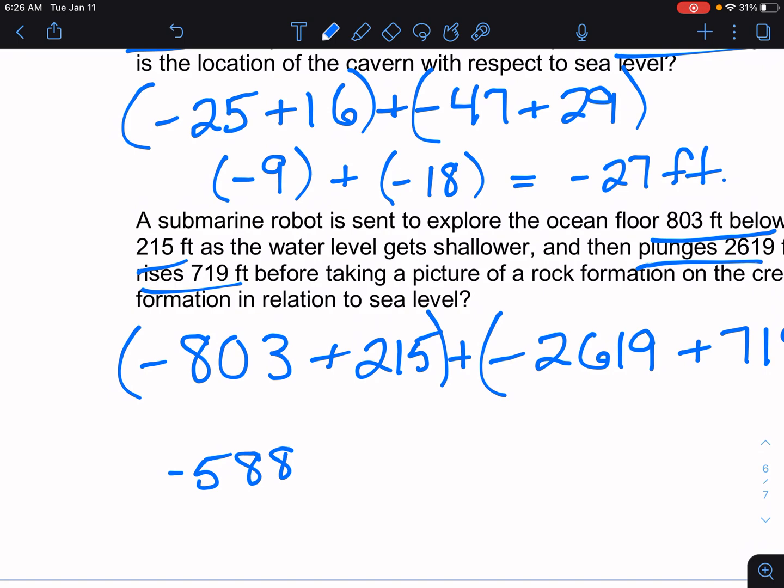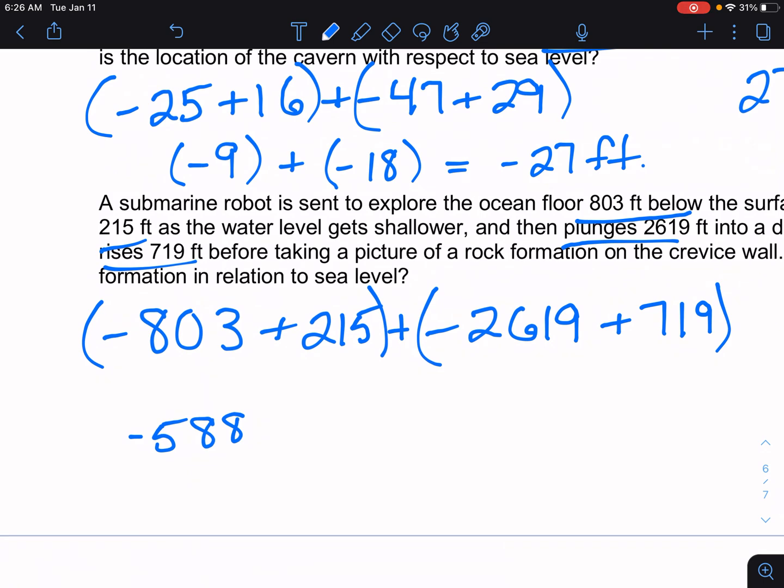Next, for our other parentheses, negative 2,619 plus 719. We're going to subtract those two numbers, 2,619 minus 719, is going to be 1,900. And again, the negative was larger, so we'll leave it as negative. So now one last step, we're going to add together those two numbers.